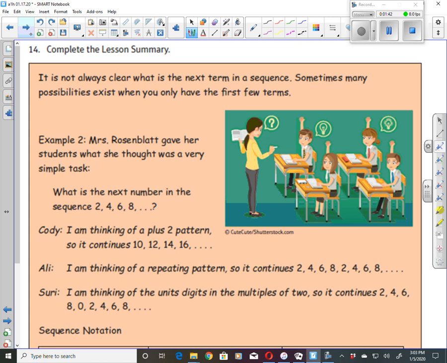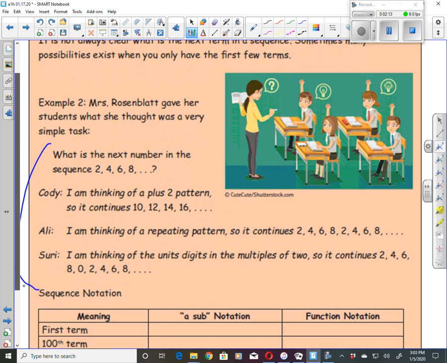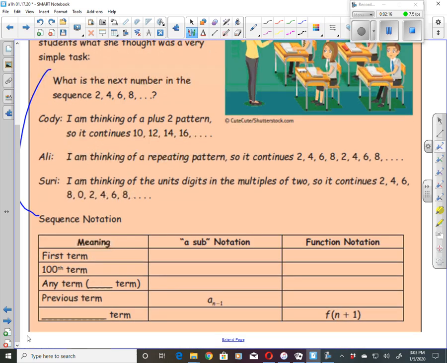It's not always clear what is the next term in the sequence. Sometimes many possibilities exist when you have only the first few terms. That is true if you're just looking for patterns. This is worth taking a look at and understanding that yes, there may be more than one possibility, but typically we can find some sort of pattern with what we're given. All right, in the end, we want to take a look at the terms.